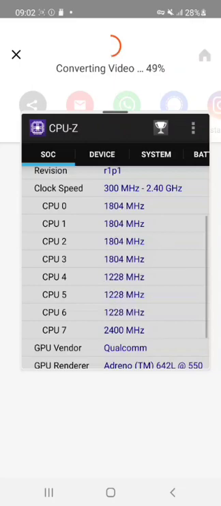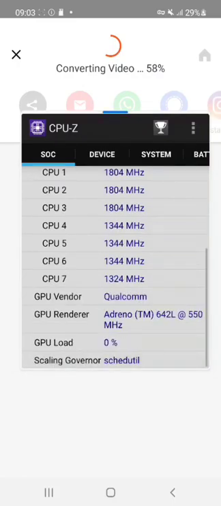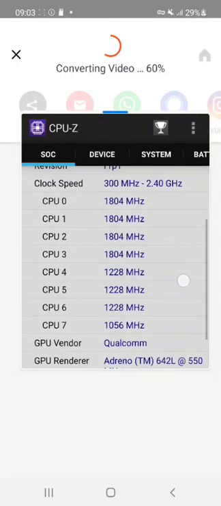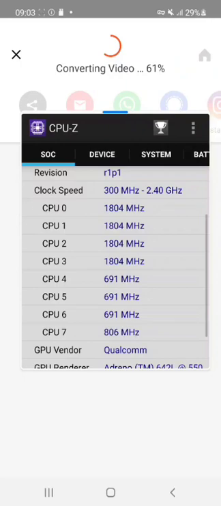So we're getting CPU 4, 5, 6, 7. The other ones are still stuck at 1.8. CPU 7 says 2.4, but that one is stuck as well. Looks like we're still at 1.8 actually. I don't know. Yeah, there's something wrong with this governor. Scaling governor. So it's stuck at 1.8.